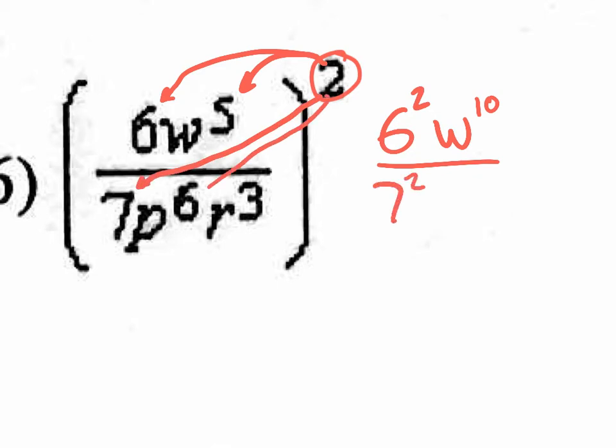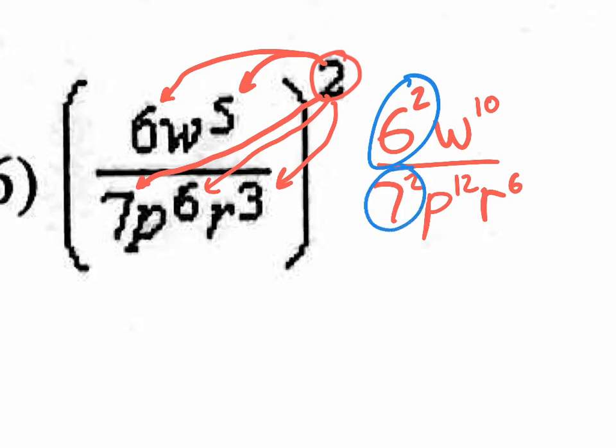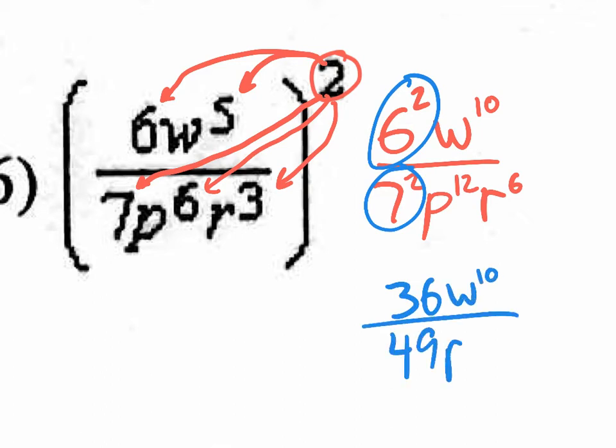When I take the 2 and put it on the p to the 6th, I need to multiply exponents, p to the 12th. When I take the 2 and put it on the r to the 3rd, it'll be r to the 6 because you have to multiply. And now the only other thing to do, Andrea, is to do the 6 squared and the 7 squared. There's nothing to cancel. 6 squared is what? 36. And 7 squared is what? 49. So our final answer is 36 w to the 10th over 49 p to the 12th r to the 6th. And that's it.